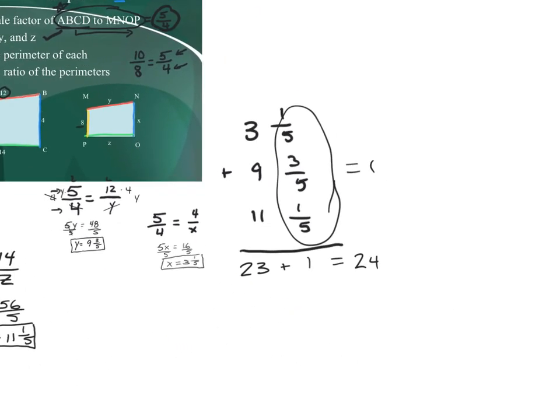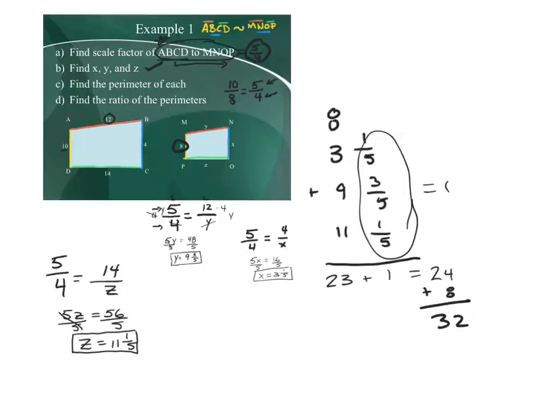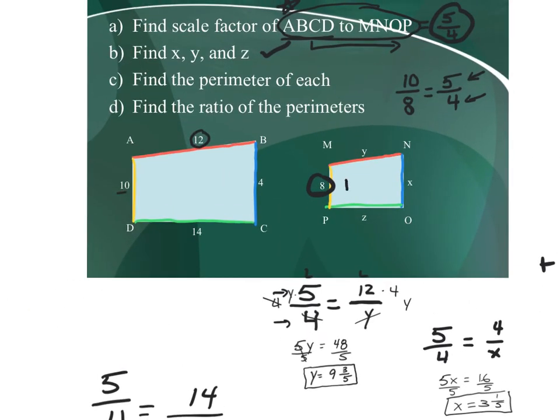Oh, I didn't add the 8. I'm so sorry. I was like, that doesn't seem right. We forgot the 8. I forgot the 8. I'll take the blame on that one. Plus 8, the 8 that we already knew, that was right there. That becomes 32. I was going to say, I didn't get 24 earlier. So the perimeter of this is 32.